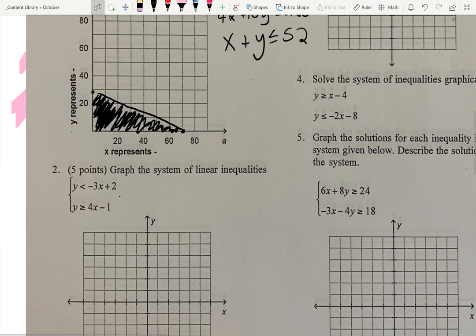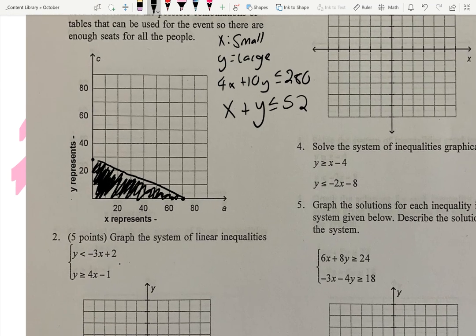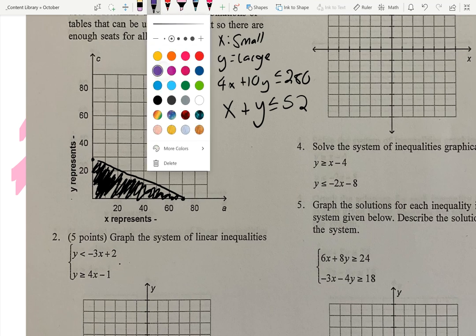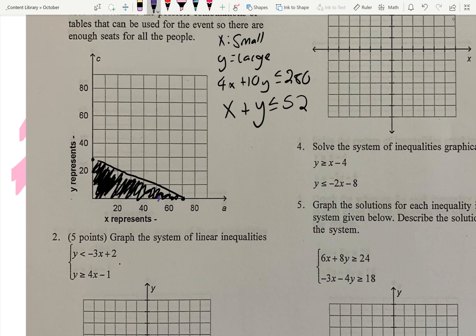So that's going to be 52. Let me use a different color. Let's use the purple. 52 x-intercept, 52 y-intercept, and then just graph the line. And we're shading below this line as well. So everything that's in the overlapped region is going to be our solution set.